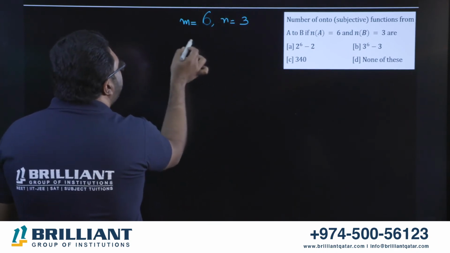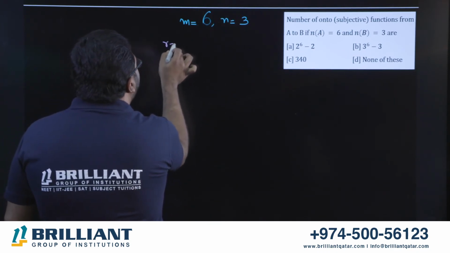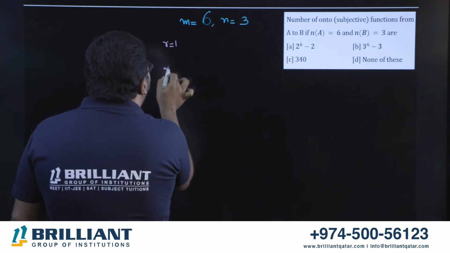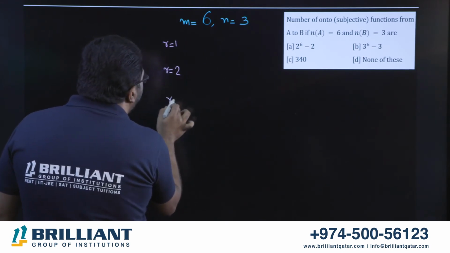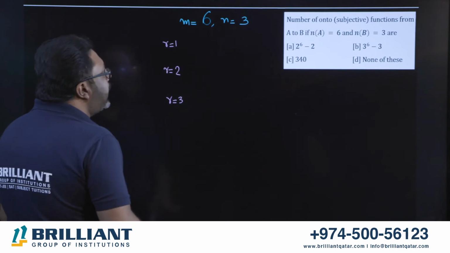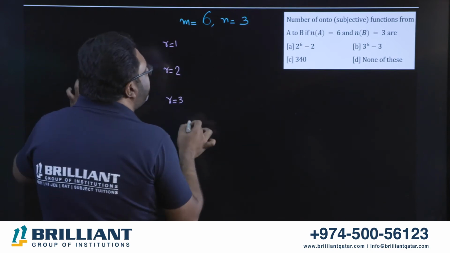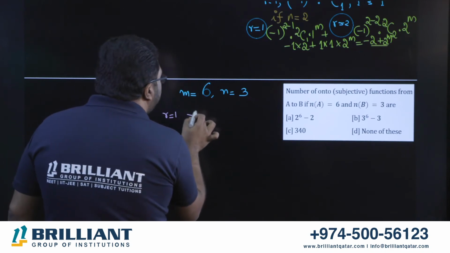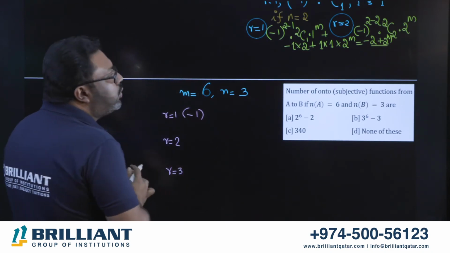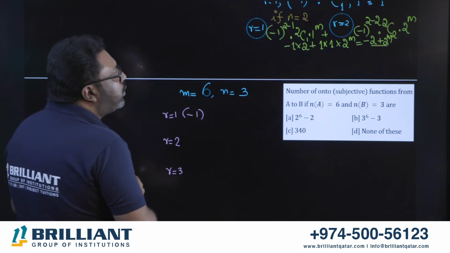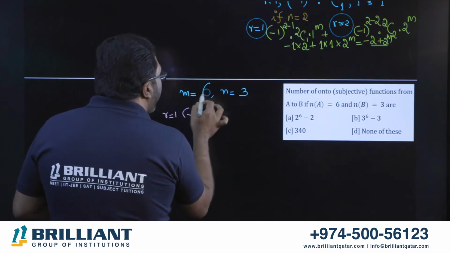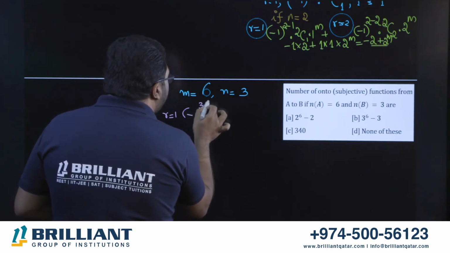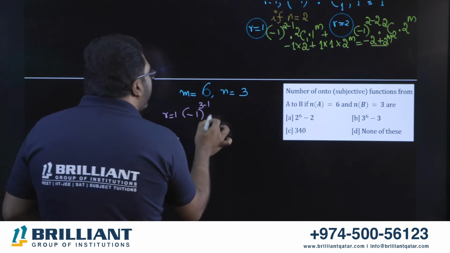So what is the formula again? I have to do it for r equal to 1, r equal to 2, and r equal to 3. Yes, substitute and see. What is the formula once again? The formula says minus 1 raised to r minus n, minus 1 raised to 3 minus 1.